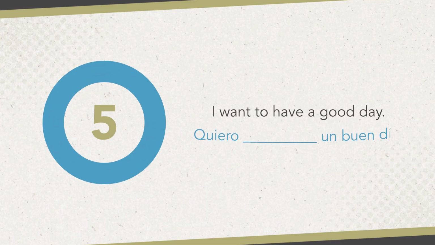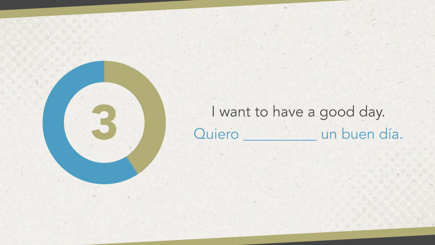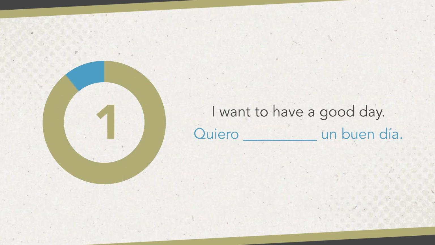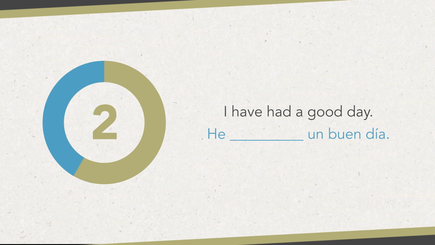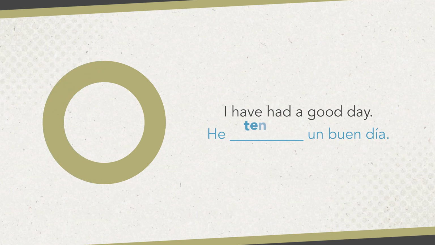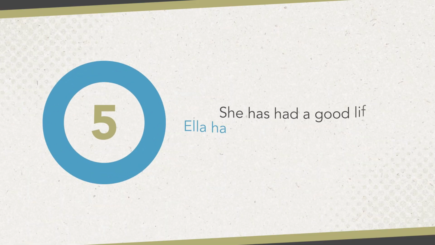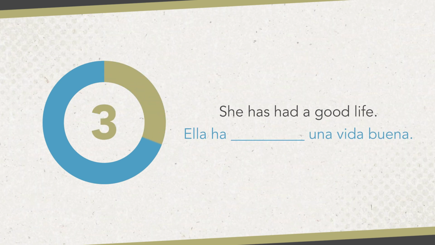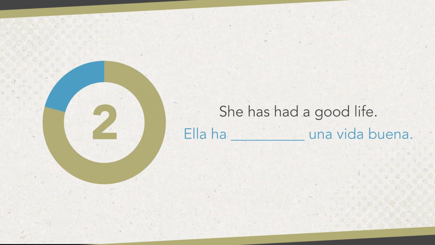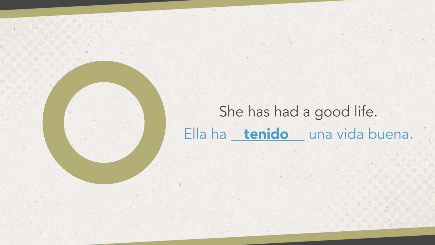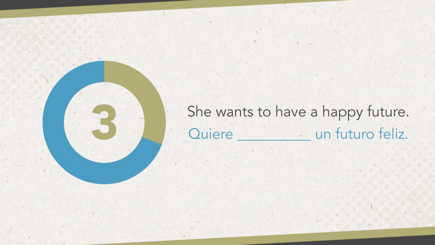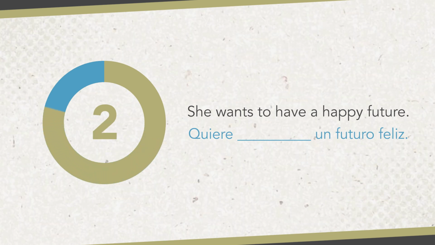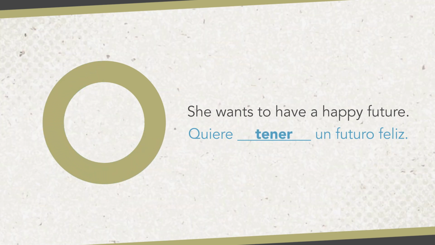I want to have a good day. Quiero tener un buen día. I have had a good day. He tenido un buen día. She has had a good life. Ella ha tenido una vida buena. She wants to have a happy future. Quiere tener un futuro feliz.